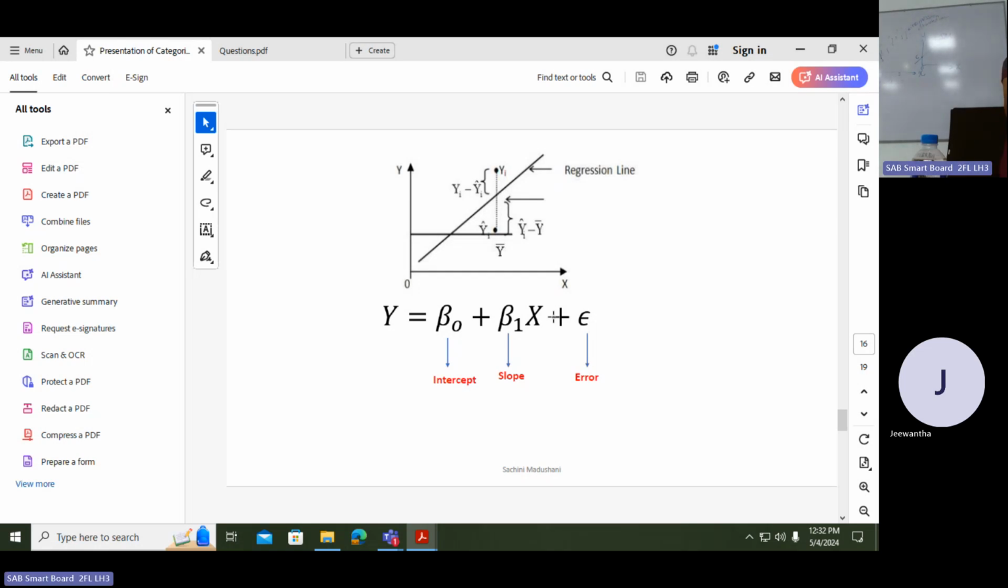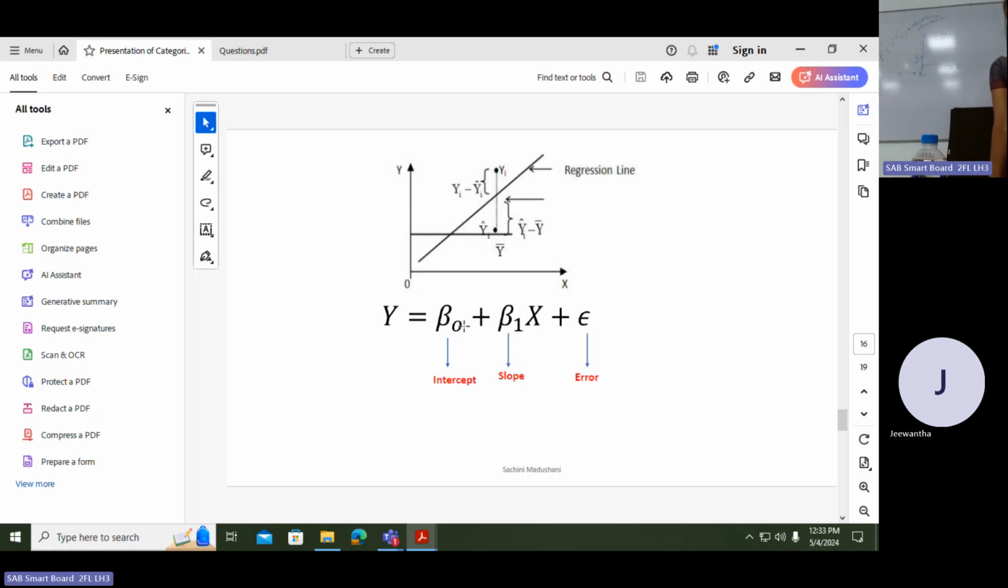Understood? That is the way we can interpret beta naught and beta 1. In here, beta 1 and beta naught we denote as the coefficients of the regression line. Then this fully we call the regression line, and this is the regression model. Then the question asks, what are the two coefficient values of the regression line? Beta naught and beta 1.